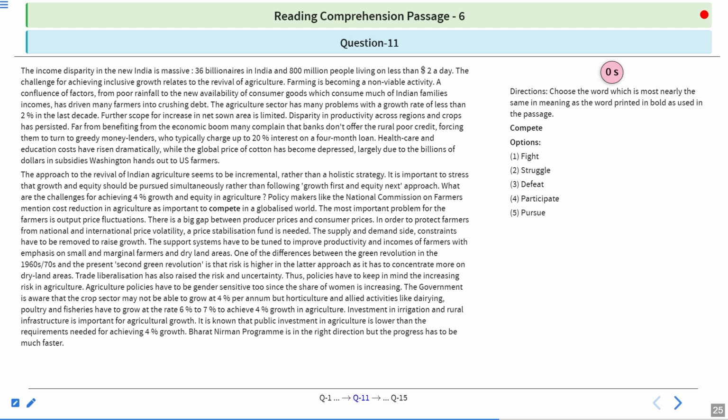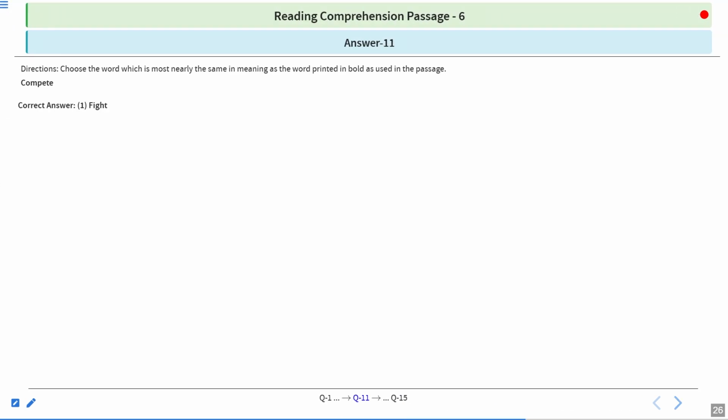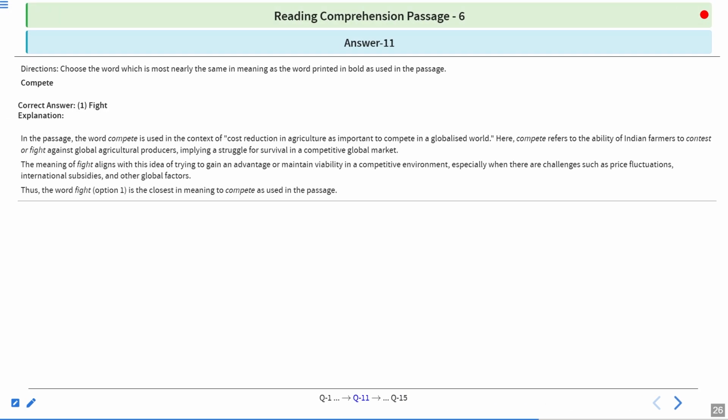I hope you've chosen the right one. Let's move to the correct answer. The correct answer is 1, fight. And the explanation is in the passage: the word compete is used in the context of cost reduction in agriculture as important to compete in a globalized world.